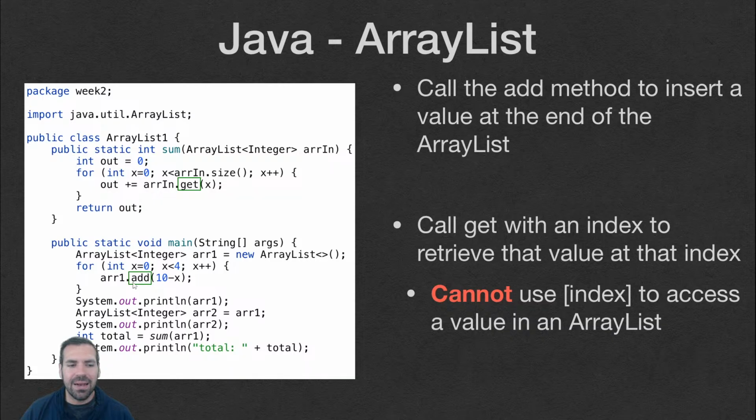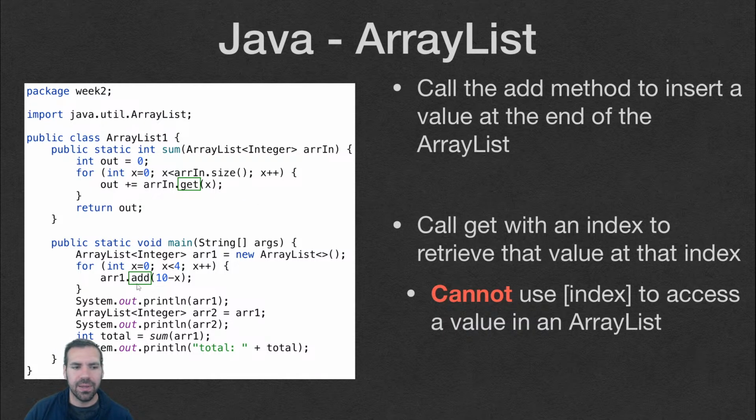So if you want to add a value, .add, that's going to add your value to the next available index. So if I have no values in my ArrayList, this is going to add at index 0. And then once I have one value in the ArrayList, it'll add at index 1. Once I have 2, it'll add at index 2, etc. And get is going to take an index and return the value at that index.